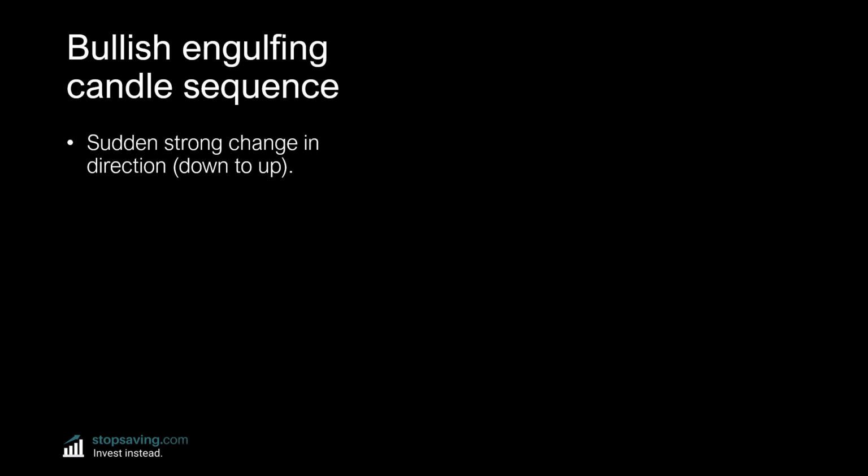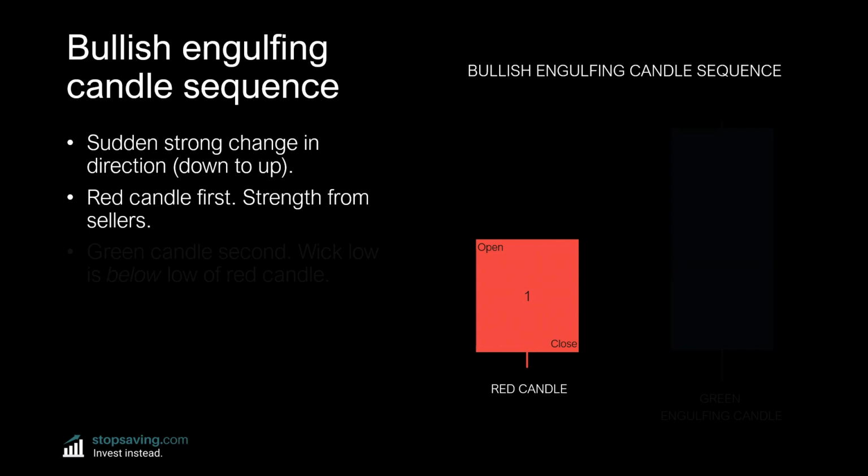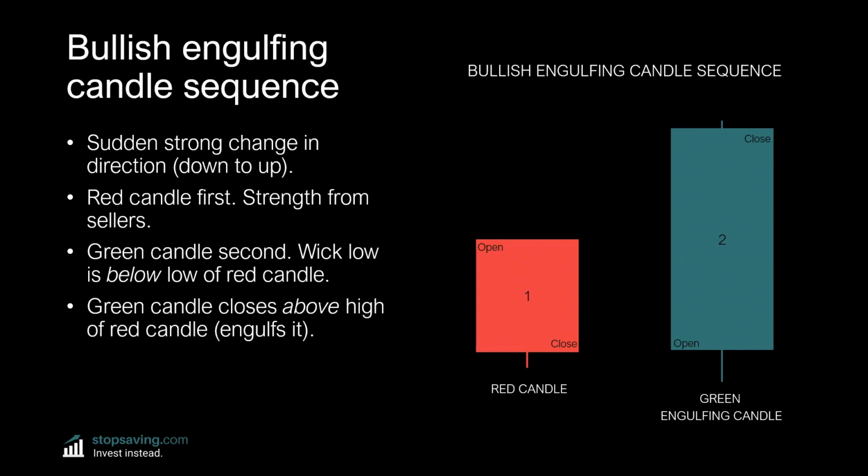So here's the pattern. First, there's a final red candle at the bottom of a downtrend, a showing of strength from the sellers. Second comes the green engulfing candle. During the trading period, the price gets lower than the wick low of the red candle. But then buyers step in with strength, and the candle closes above the high of the red candle the period before. In other words, the price went up overall during the trading period, and power has shifted from sellers to buyers.